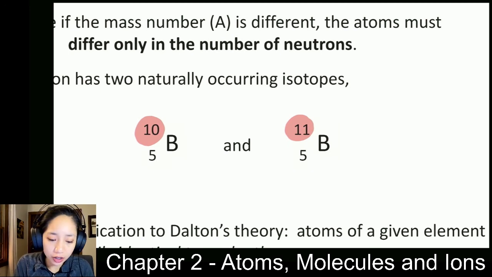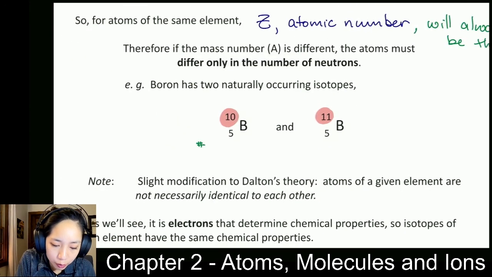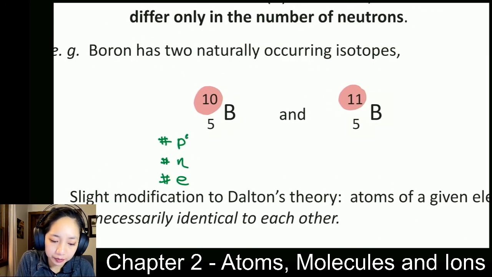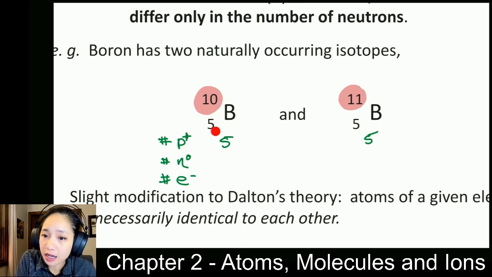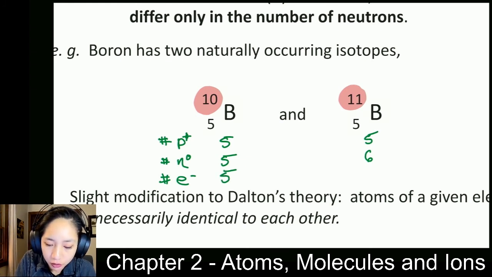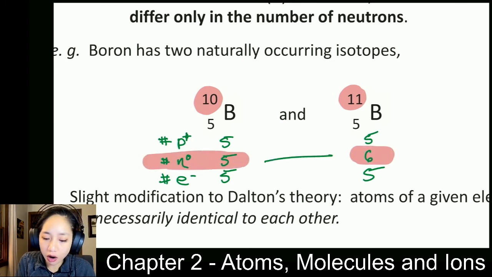If we did our calculations for the number of protons, number of neutrons, and number of electrons for each of these different isotopes, we can see boron-10 has 5 protons, as indicated by the atomic number. The number of neutrons is the mass number minus the number of protons. So in boron-10, it's 5. In boron-11, it's 6. And because this is neutral, the number of electrons and protons must be equal to cancel, so 5 and 5.